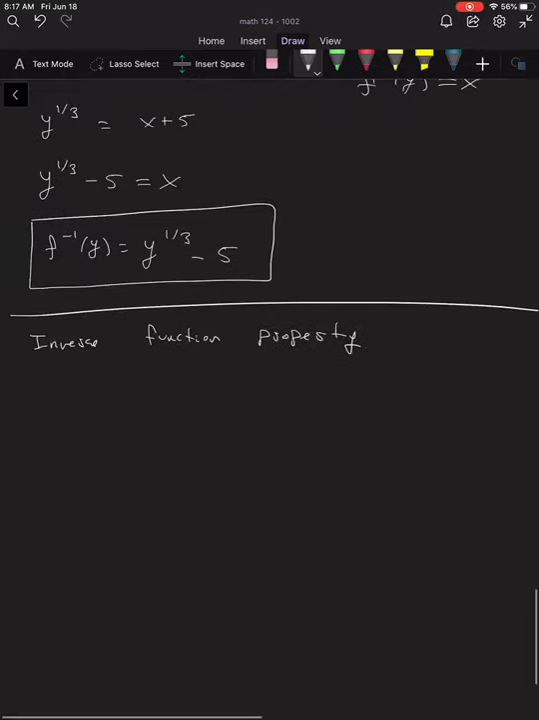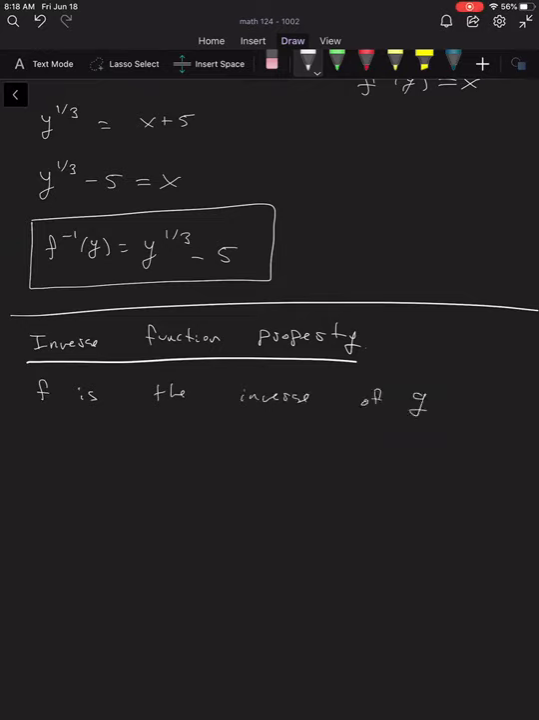So what this is telling us is this. F is the inverse of g if f composed with g of x, so if we plug g inside of f, actually let's use the full notation. So either of these, they're the same thing. So f composed with g of x is equal to x, or g composed with f of x is equal to x. So both of these things. So let's go do just a couple examples with this.